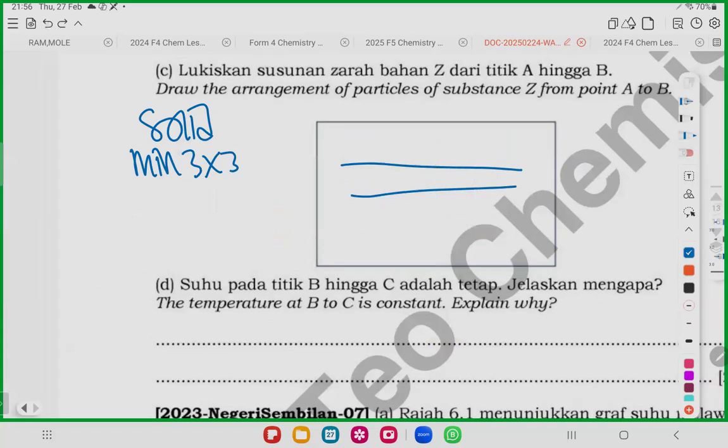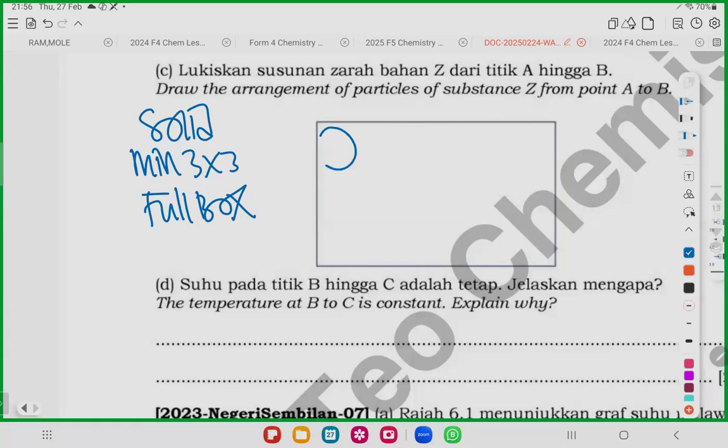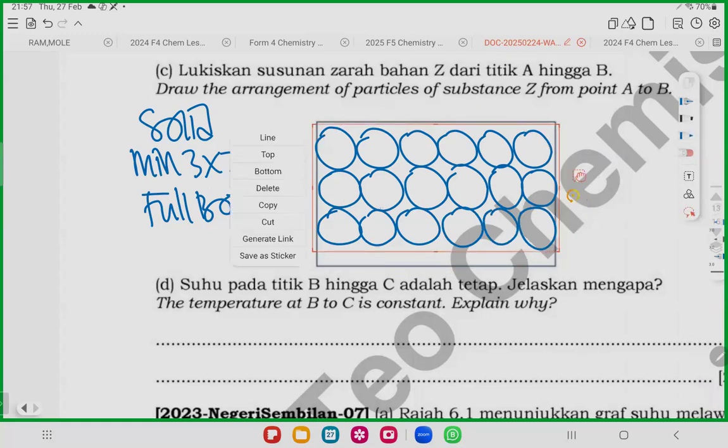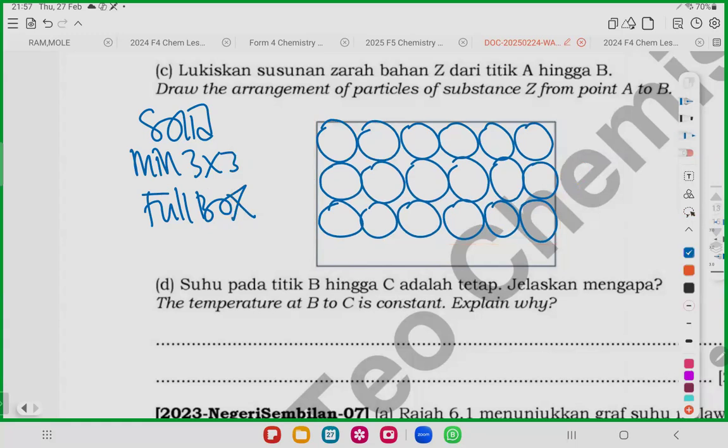And remember the solid must what? Full box. The box must be fully occupied. Okay? So the solid might look like this. So this is roughly how a solid might look like. That's it. Okay? So I hope everyone is okay with it.